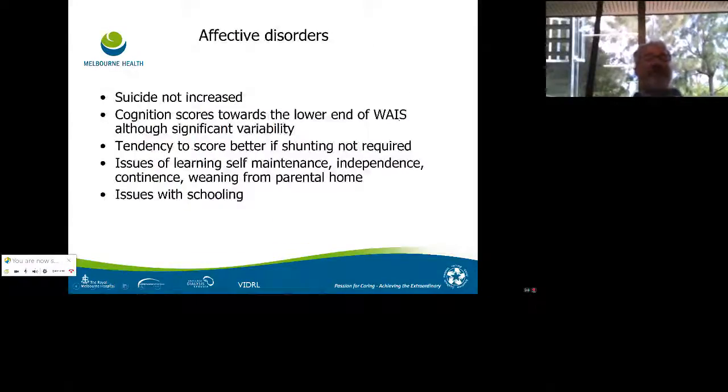Getting reasonably close to the end, suicide isn't increased, perhaps somewhat surprisingly, although cognition is towards the lower end of the normal range. Certainly better if not shunted. And the other cognition issues make it far more difficult for this group of patients to achieve self-maintenance and independence, and much more difficulties weaning from the parental home and moving to paid employment.